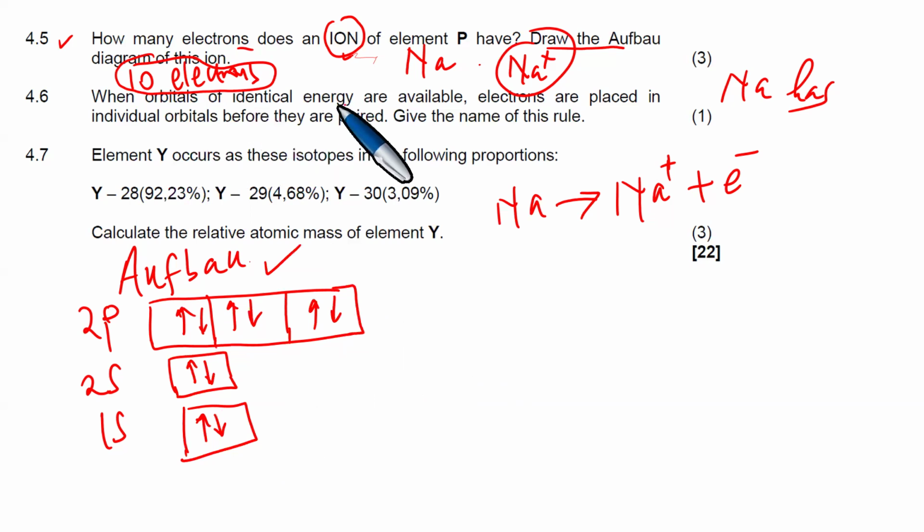When orbitals of identical energy are available, the electrons are placed in individual orbitals before they are paired. Give the name of this rule. That is called Hund's rule. Hund's rule explains that when orbitals of identical energy are available, the electrons are placed in individual orbitals before they're paired.